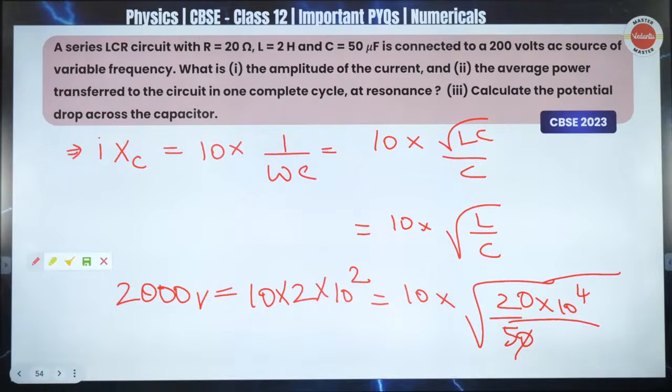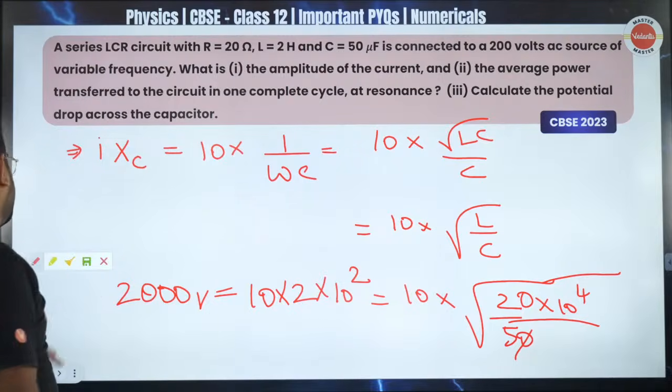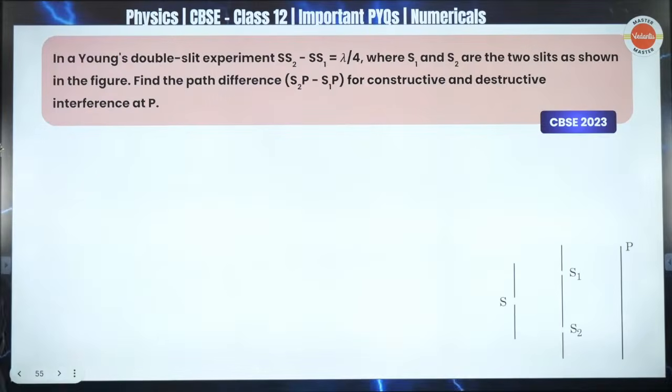Are you all clear? Everybody happy? Shall I move forward? Great. So that's it. Let's go ahead.